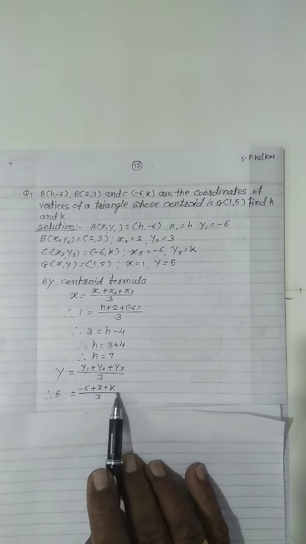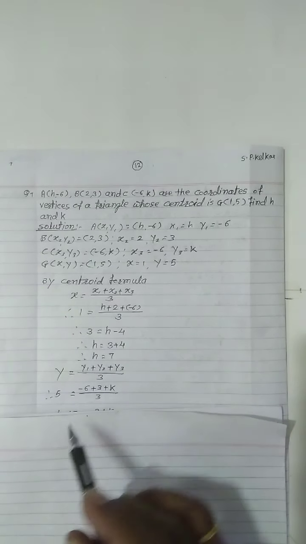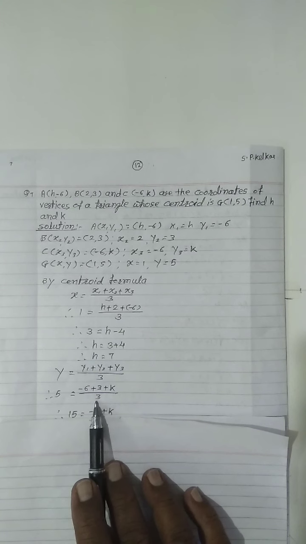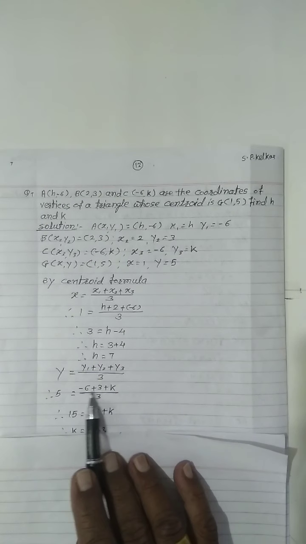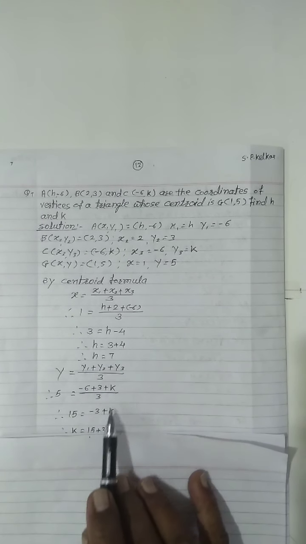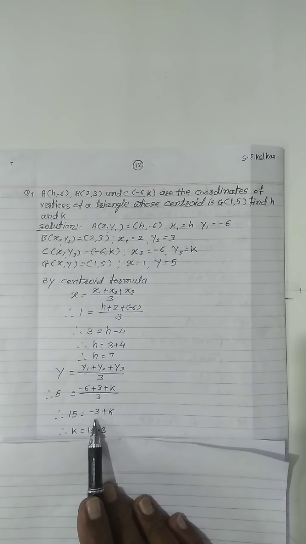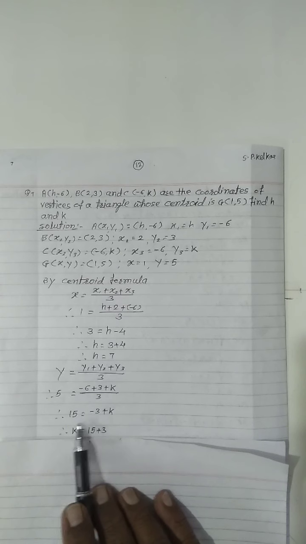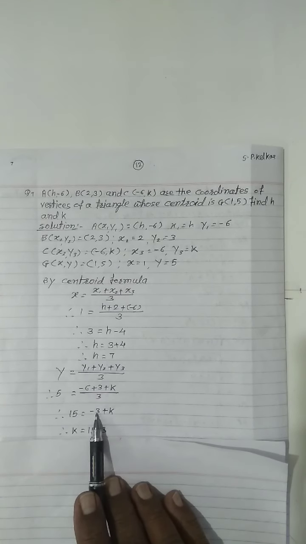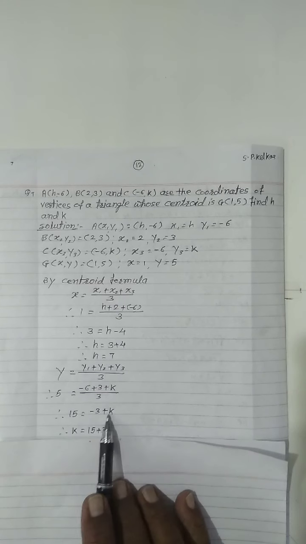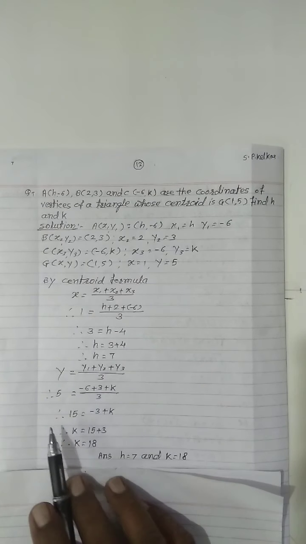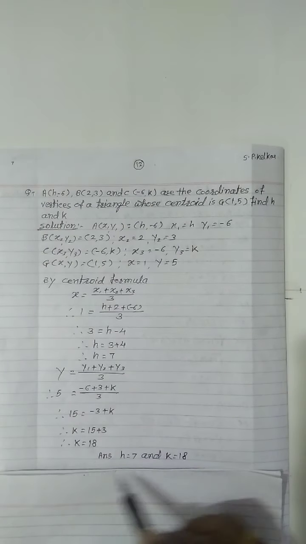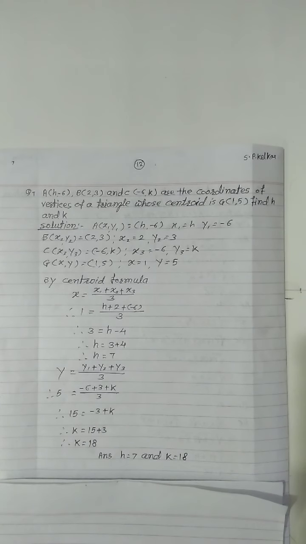(-6 plus 3 plus k) divided by 3, then y is 5. This 3 goes to the left side and multiplies, 5 into 3 we get 15. Then -6 plus 3 is -3 plus k. This -3 goes to the left side and changes its sign, -3 to plus 3, that is 15 plus 3, k equal to 18. So the value of h is 7 and the value of k is 18. Then we can see one more example.